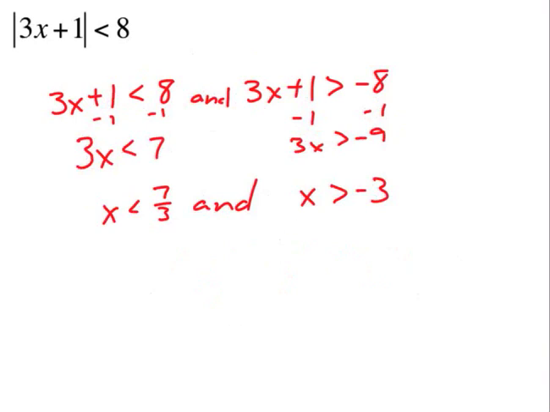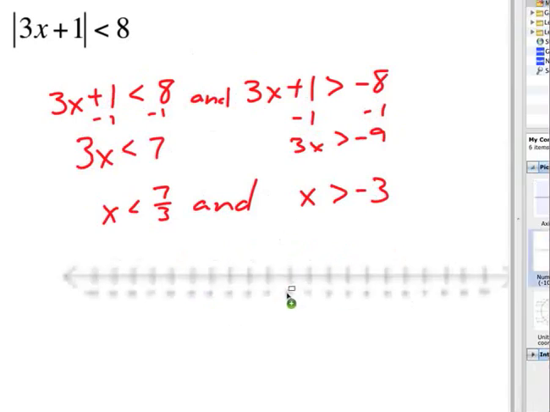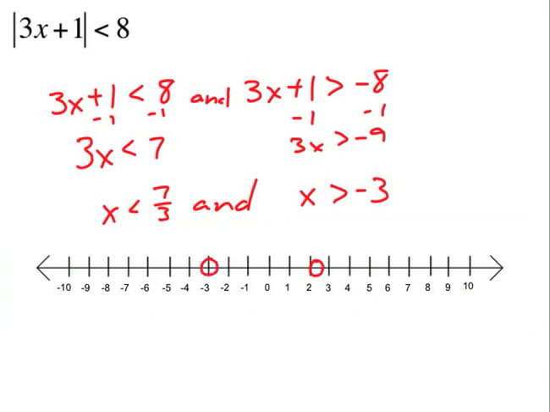So if we want to graph that on a number line, we're going to end up having 7/3, which is going to be 2 and 1/3, which is going to be about right there. And then we have negative 3, which is going to be about right here. Now, if we want to shade this, it's an AND statement, which means it's going to be the stuff in between. So it's that stuff right there.